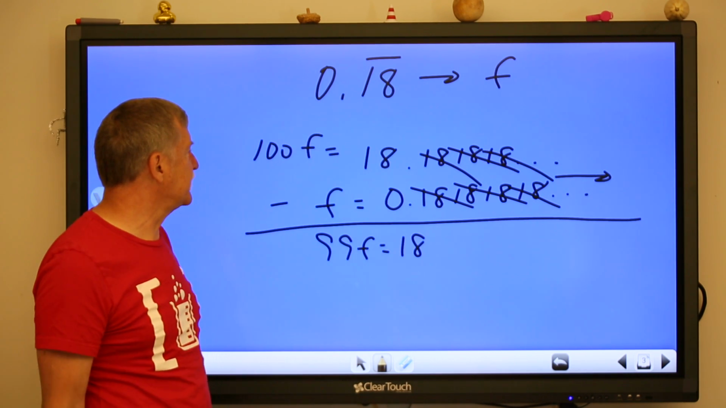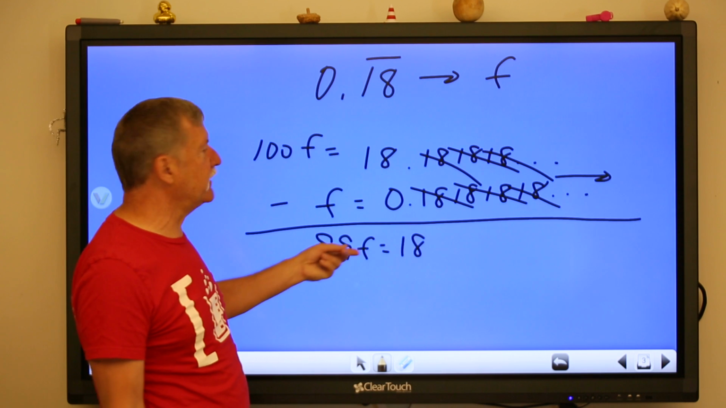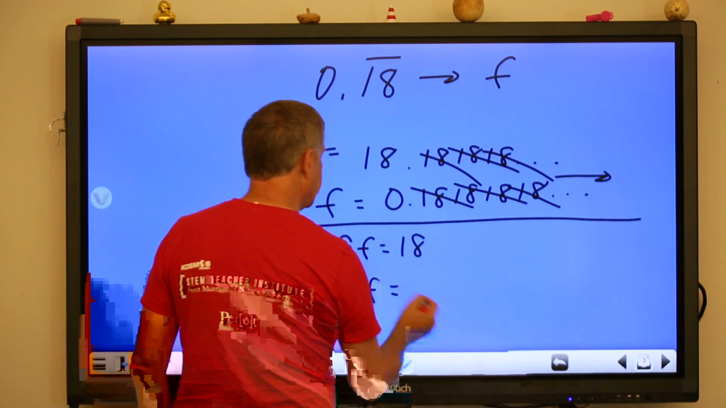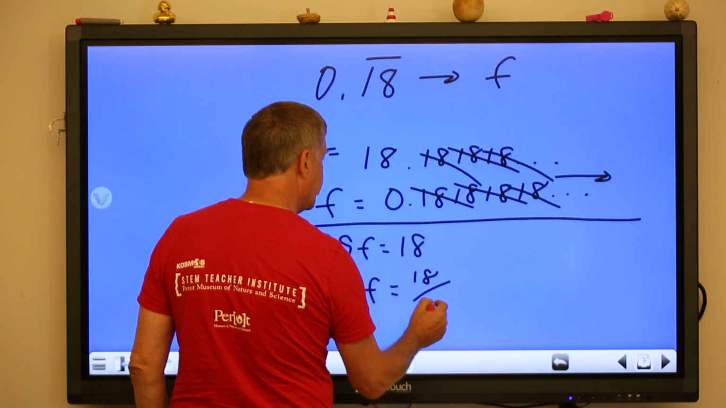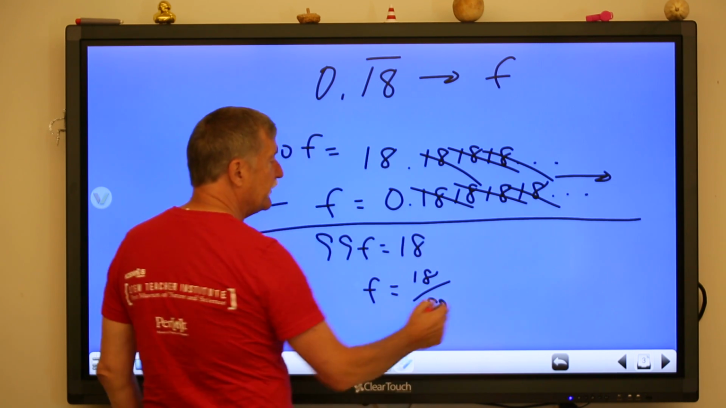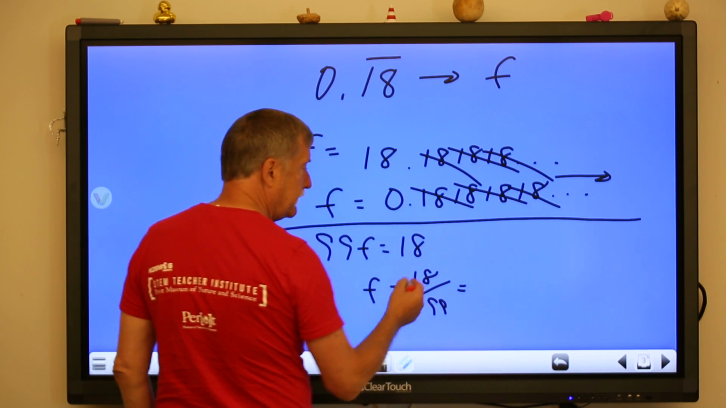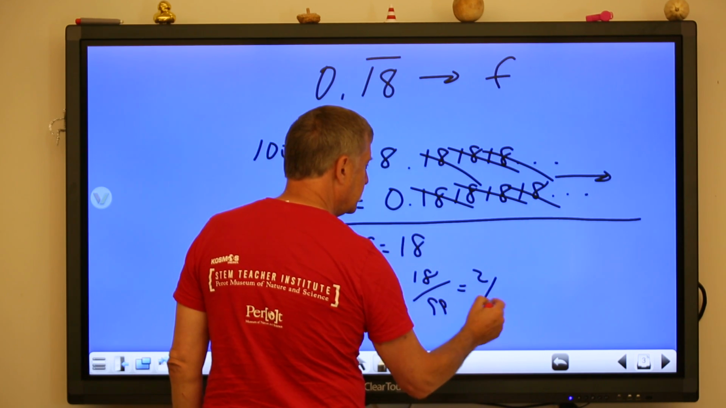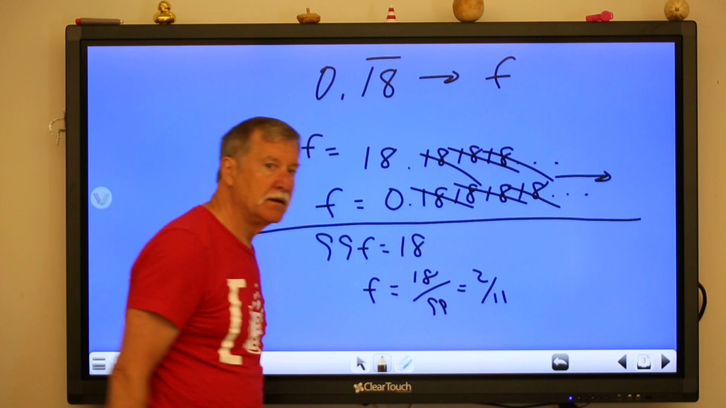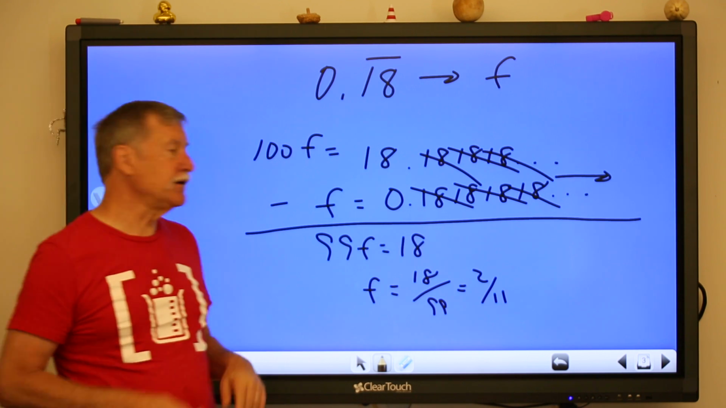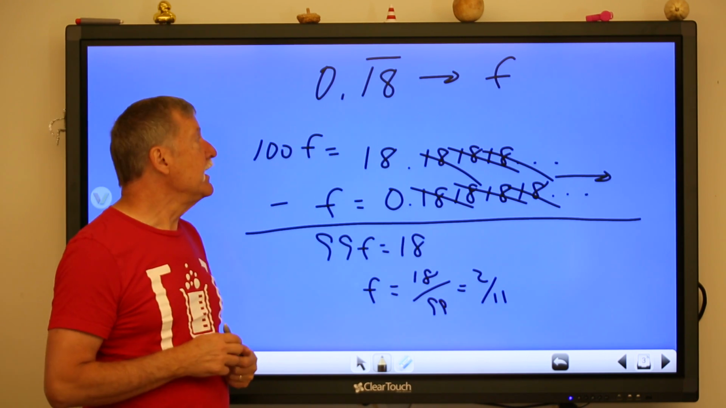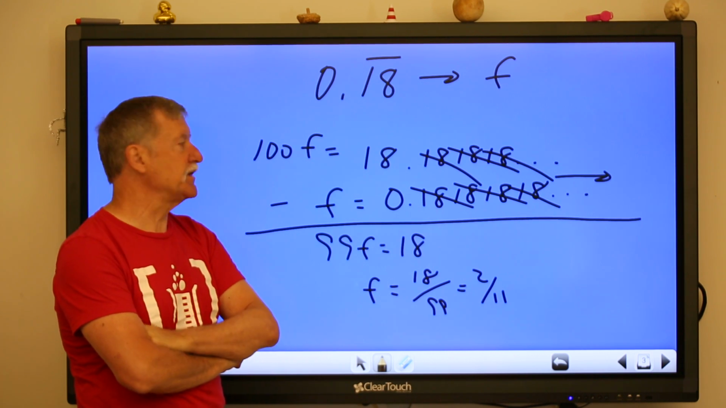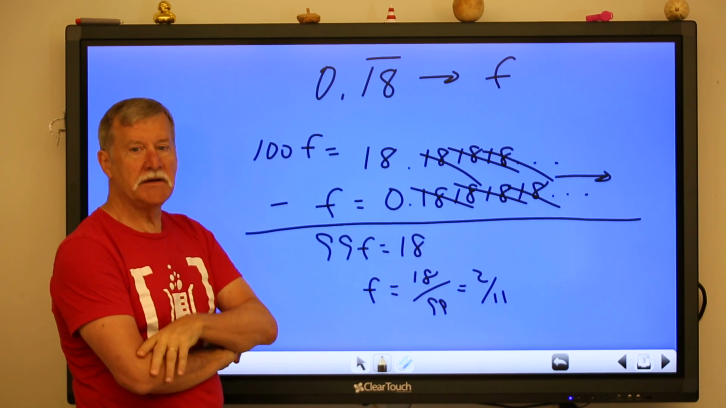They're all going to subtract to 0, and what I get is 99f equals 18. So f is equal to 18 over 99, dividing both sides by 9, the biggest common factor there, and I get 2 over 11, which, if you want to check on your calculators, divide 2 by 11, and you will see that you'll get 0.188888 till it fills up at the end of the screen.